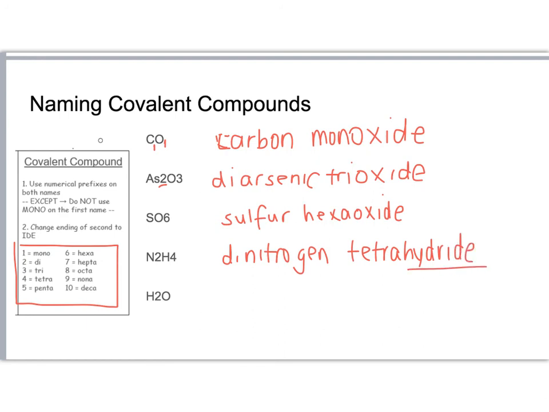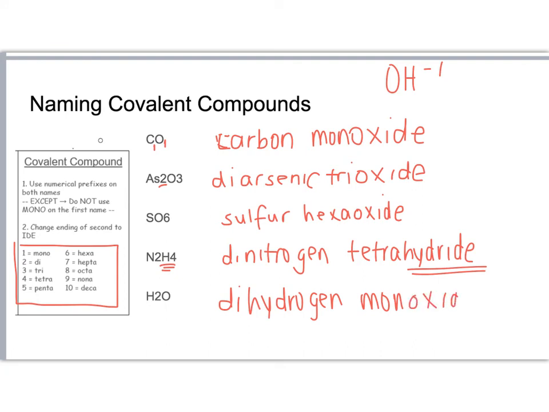A lot of students make a mistake here and they put hydroxide. Remember, hydroxide is a polyatomic ion, and O and H are connected to one another. So this is definitely not hydroxide, it is hydride. And then our last example, we've got di, hydrogen, and then we have the 1, mono, and instead of saying monooxide, we're just going to say monoxide. So dihydrogen monoxide.